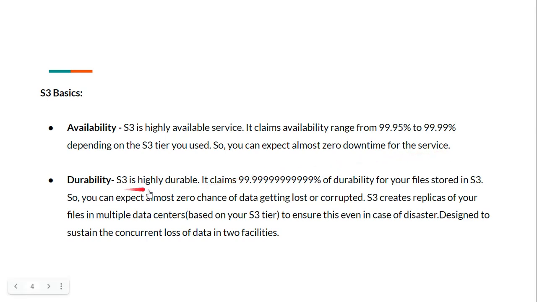It claims 99.999999999% durability for your files stored in S3. So, you can expect almost zero chance of data getting lost or corrupted in S3. S3 creates replicas of your files in multiple data centers based on your S3 tier, to ensure this even in case of disaster, and it is designed to sustain the concurrent loss of data in two facilities.